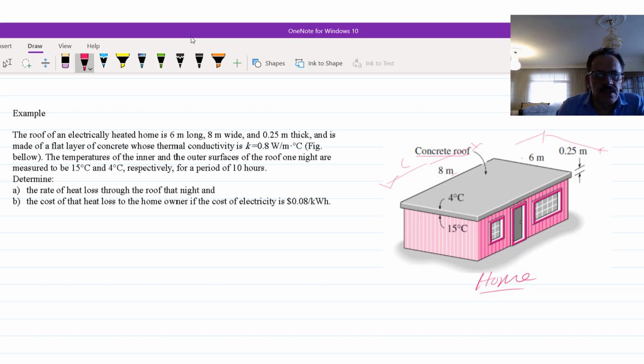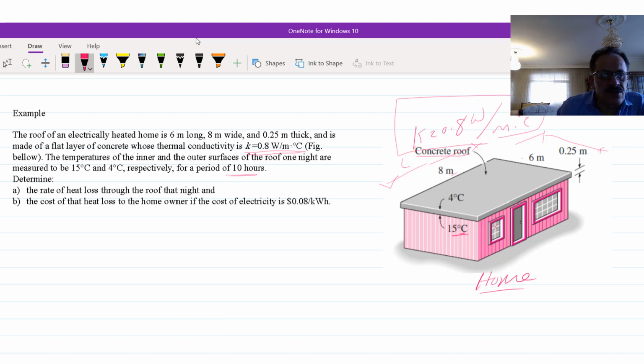This concrete has a conductivity for the heat transfer. The conductivity for concrete is 0.8 watt per meter per degree Celsius. Now the temperature inside the room is 15 degrees Celsius, and outdoors at the surface we have 4 degrees Celsius, that's at night. Now for 10 hours, it will start from 8 to 8, that's 10 hours.